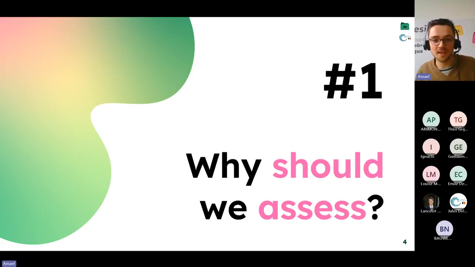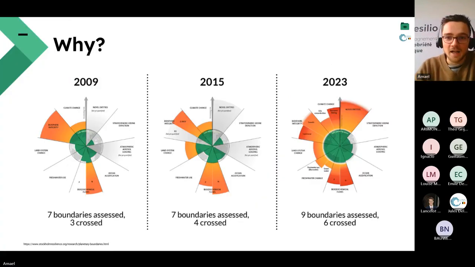Why should we assess? My slide to this question is always the same. Those are the planetary boundaries. It is a small game that humankind is playing, and whose rule is very, very simple. We must stay within the green zone, and we must have no orange, nor red on the picture. And as you can see, as of now we are quite bad at playing this little game.